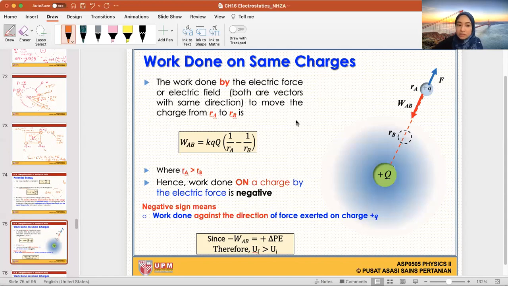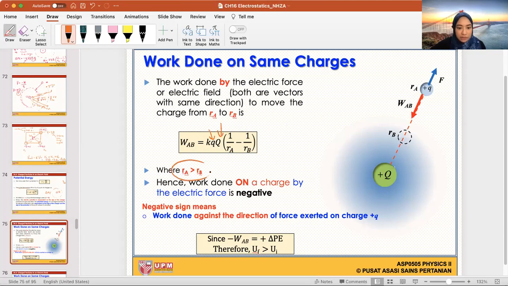Okay, let me just go over this quickly. So work done by the electric force with the same direction to move the charge from A to B. This is a positive charge going from A to B towards a positive source charge. Using the equation we have learned from the beginning of this subtopic, W_AB = kQq, test charge, source charge, A is the initial point, B is the final point. So RA is at a further distance than RB.